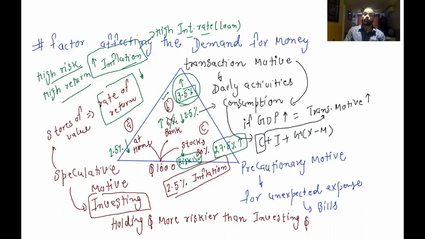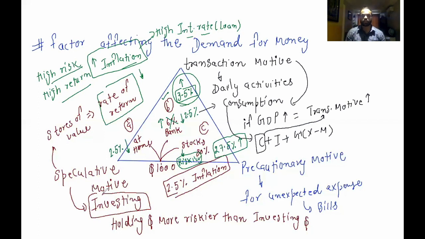If your rate of return is low, you have no speculative motive. Speculative motive is an investment motive, making money, investing money. And why do you want to invest money? Because you want to make your money increase. But again, you are risk averse. You don't like to take a risk too. So that's why you will not demand money for speculative motive if there is a high inflation in a market.